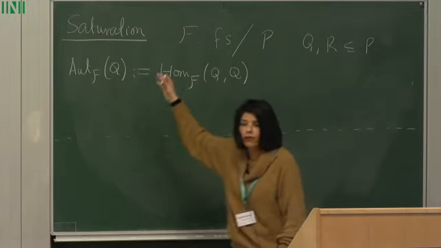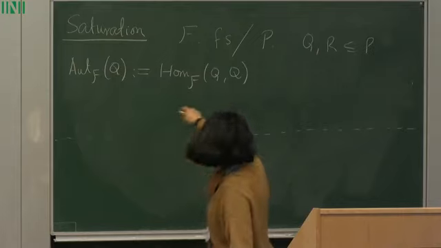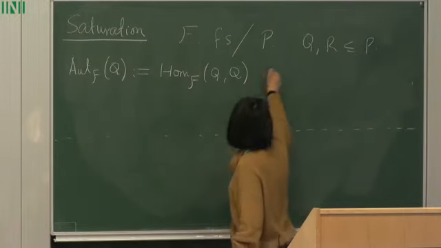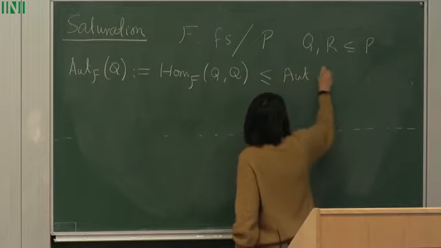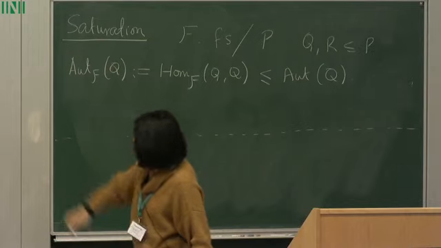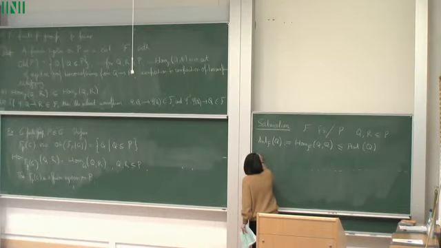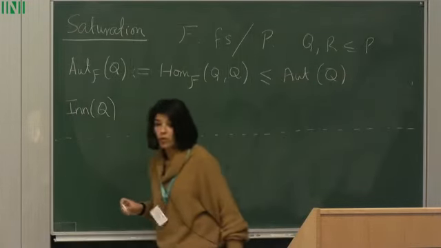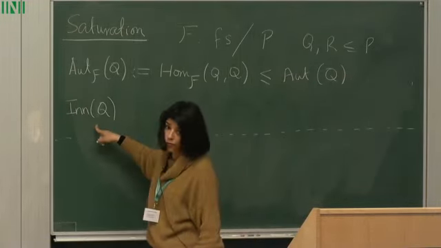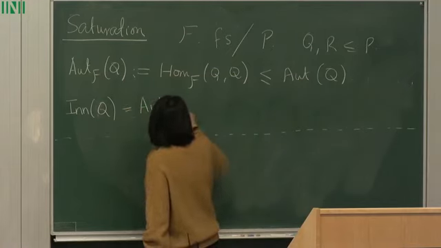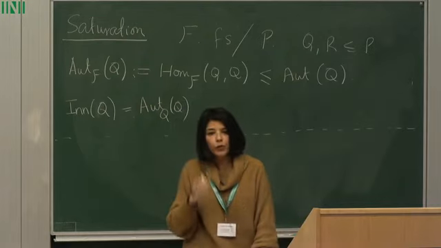So from this fusion system, for every Q, you're getting a finite group, a group of automorphisms of Q. And now if you look at the axioms for fusion systems, what do we know is certainly going to be inside this Aut_F(Q), the automorphism group of Q? The inner automorphisms. These are just Inn(Q), inside Aut(Q).